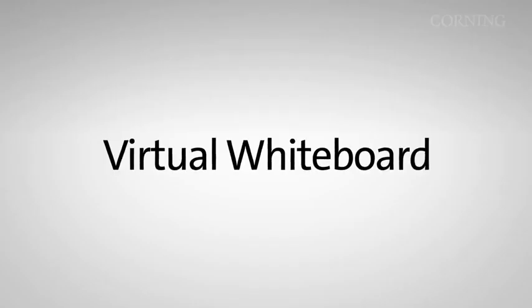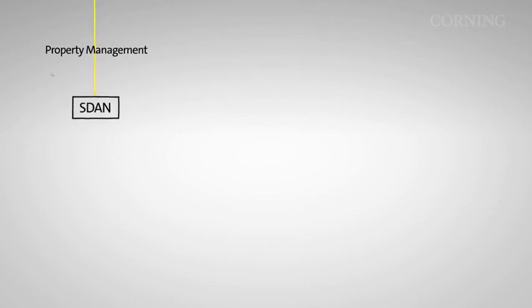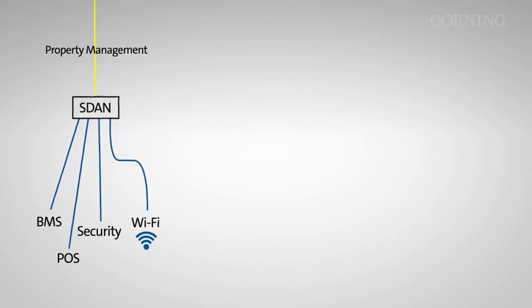Now let's draw this out from a topology standpoint. So for our property management, we're going to have distributed software-defined access nodes, or ONTs, which are serving the point of sale systems and the property management system. It will serve Wi-Fi and security cameras. These are in zone locations on the first floor.